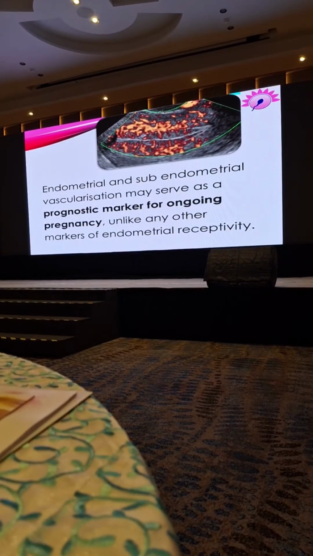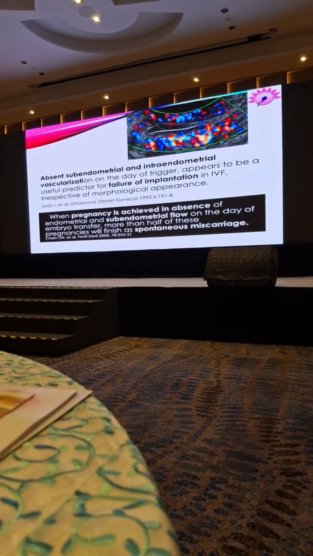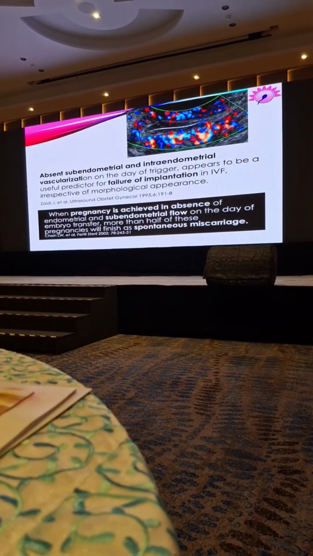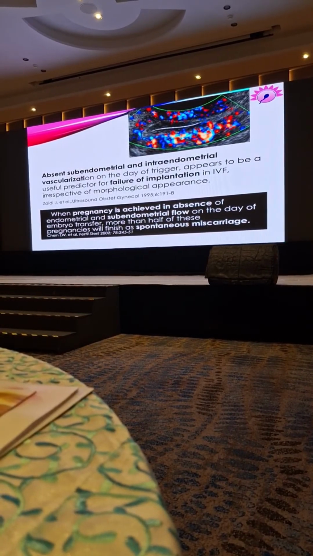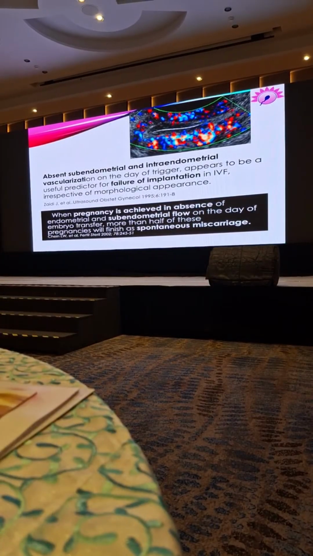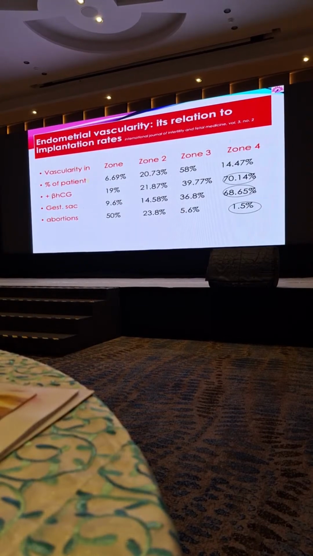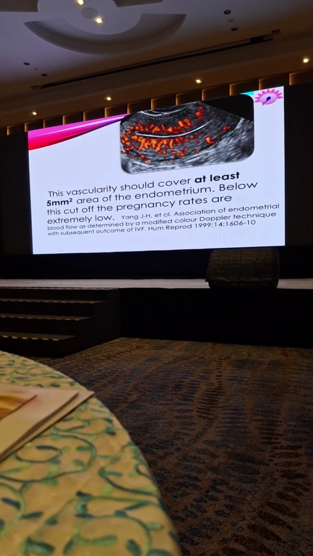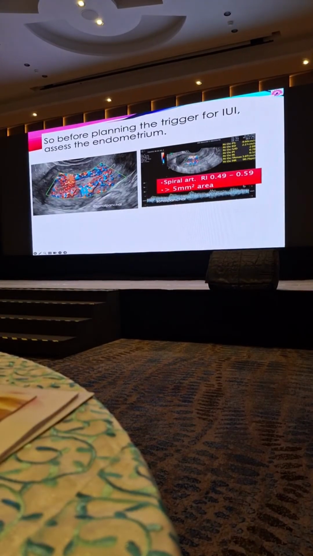It is the strongest prognostic marker, not only for implantation but for ongoing pregnancy. If this vascularity is not seen, not only are the chances of implantation low, but even if implantation occurs, the chances of abortion are very high because the implanted embryo does not get adequate nutrients. These vessels should cover at least 5 millimeter square area and should have a low resistance flow, RI less than 0.5.